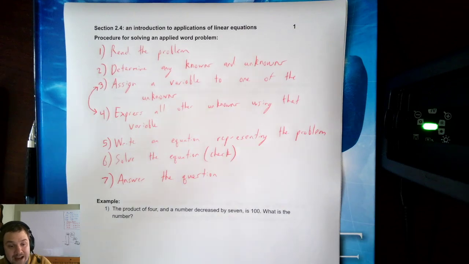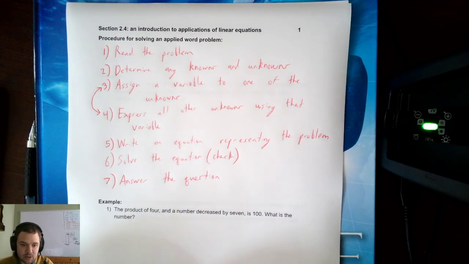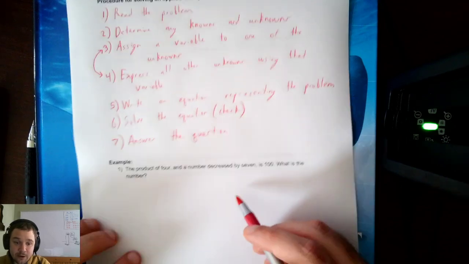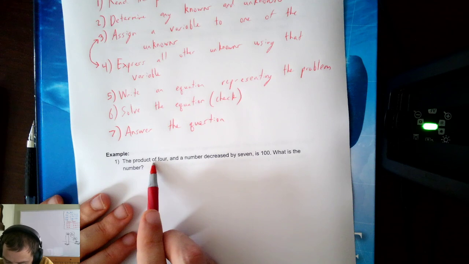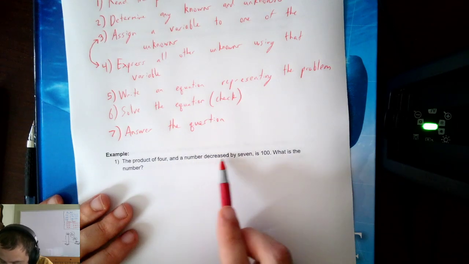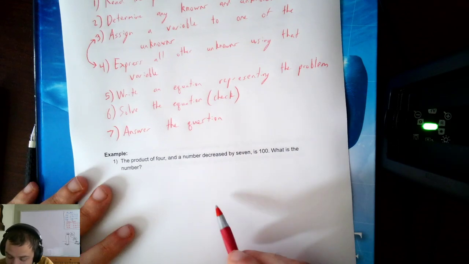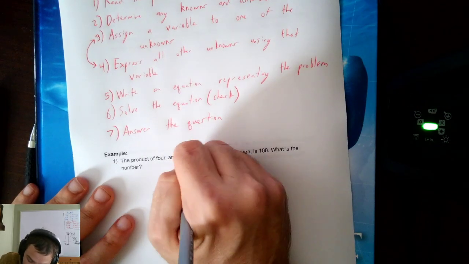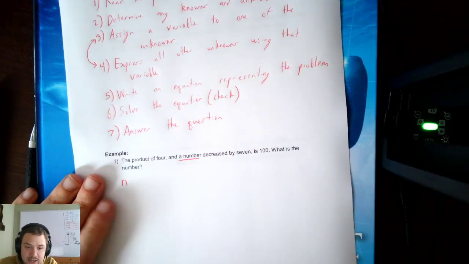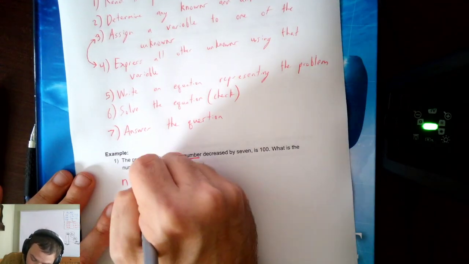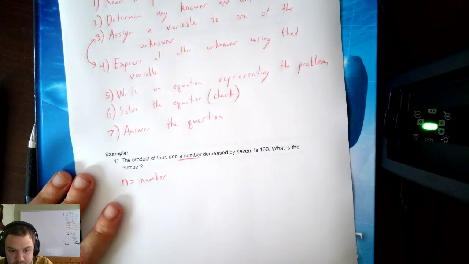So, now that we have our strategy, let's take a look at a bunch of examples. The first example says the product of 4 and a number decreased by 7 is 100. What is the number? There's only one unknown here, and that is the mystery number, right? So I'll let n, a good letter for a mystery number, equal the number.